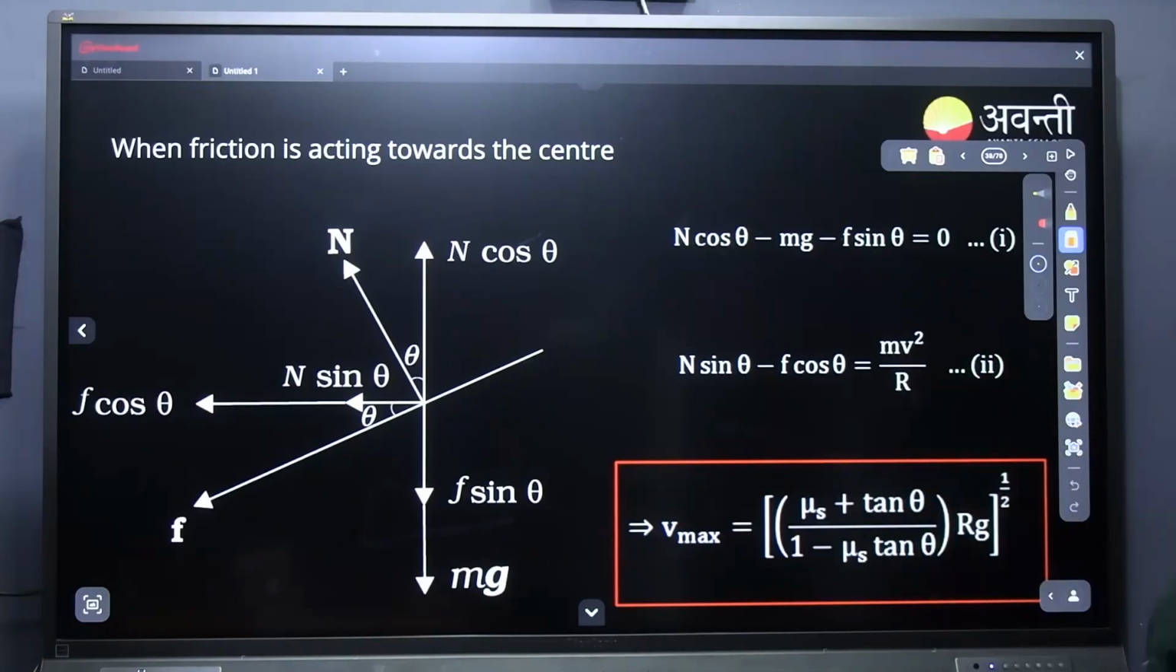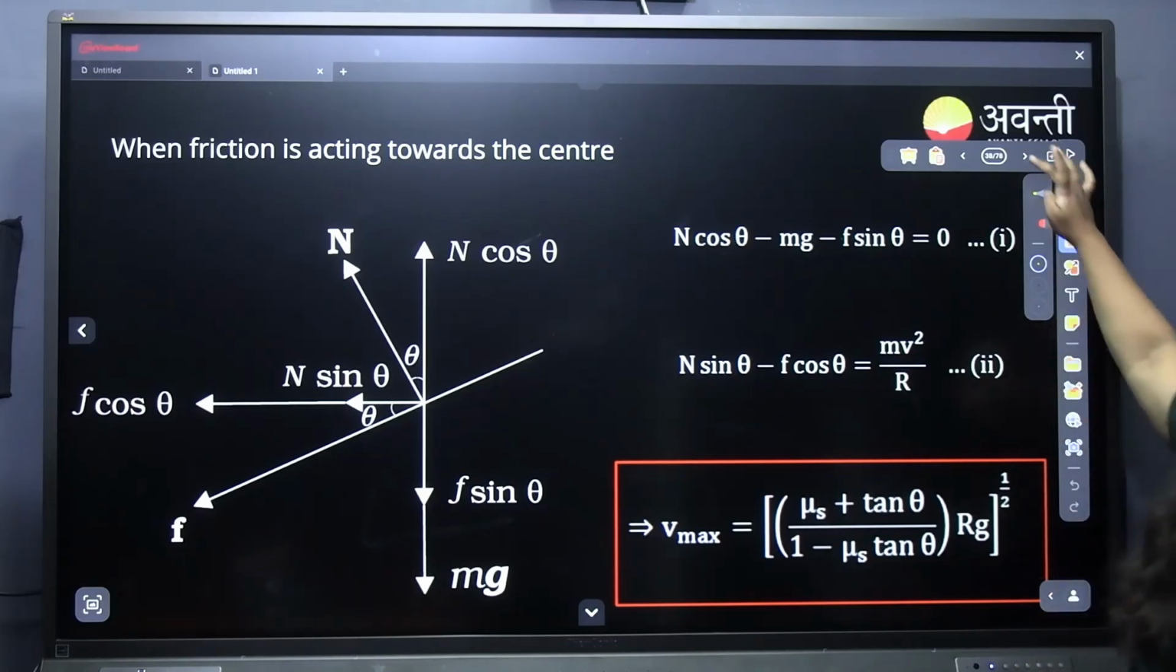Is there any doubt in this? Like the derivation part, you don't have to be thorough, because there is no derivation required for this topic. I hope we can move to the next topic.